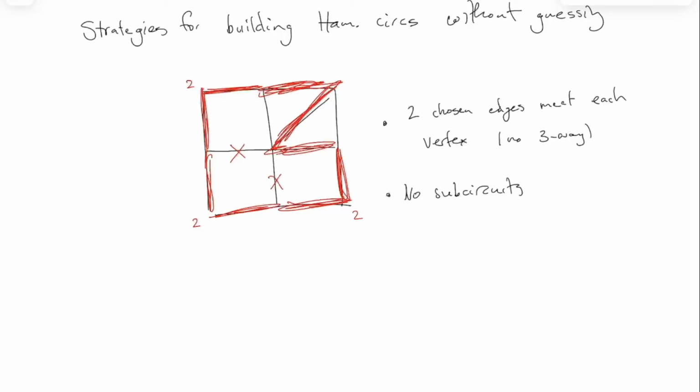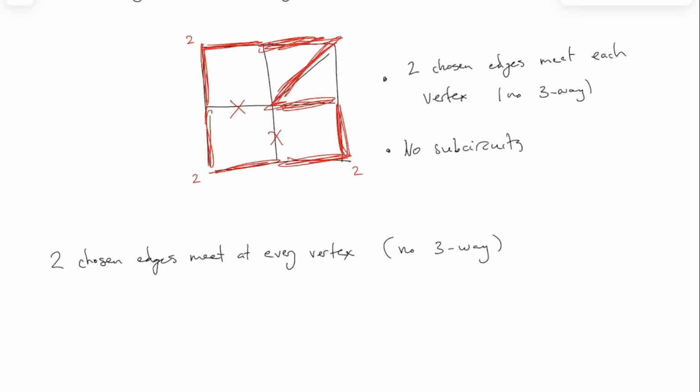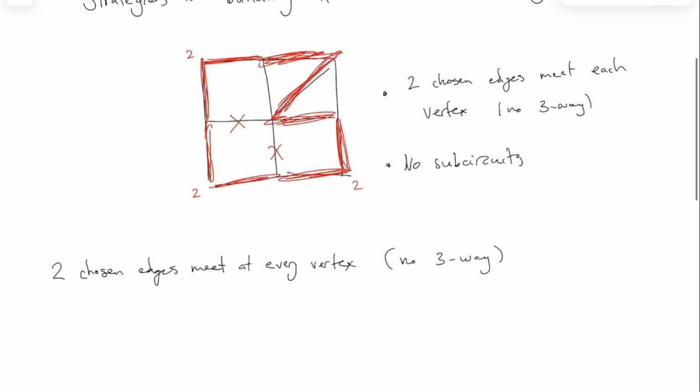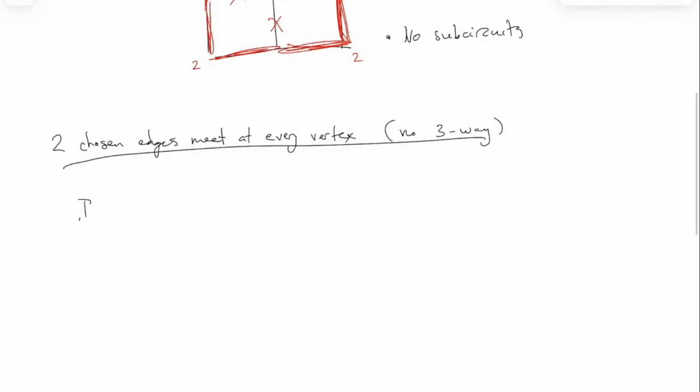Now, I'm going to be a little more specific about these, trying to help out. These are somewhat vague. I mean, they're specific as written there, but they don't immediately indicate strategies. So the first one, that two chosen edges meet at every vertex, what that means is if you see any vertex which has degree two, then you should actually use both of those two edges. Make them red, or scribble them in if you like, if you don't have another color. All right? If you see something with degree two, you must use both of those edges.